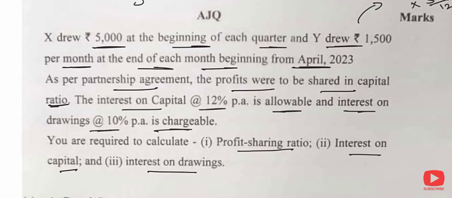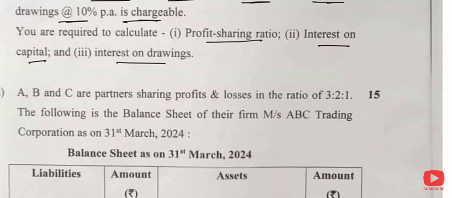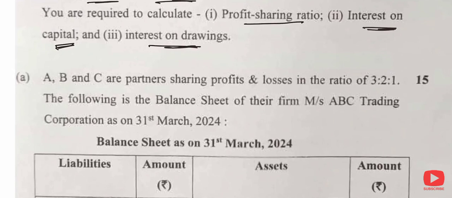A similar question is there in study material. Effective capital you calculate, then you get the profit sharing ratio. Then you calculate interest on capital. Okay, on the effective capital you calculate directly. Interest on drawings, one is first of quarter and another is end of each month. Yes, that should be an easy question. Let's go into the next one.